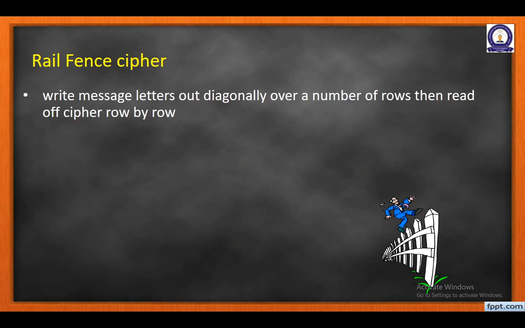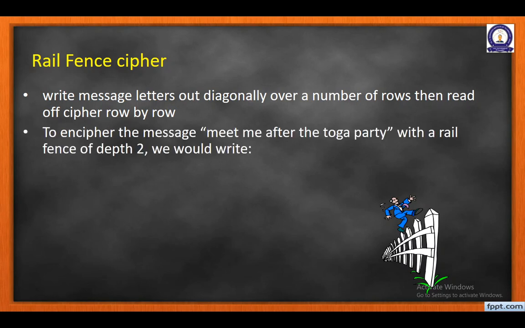So one such cipher is the rail fence cipher. What are we doing in this particular cipher? We write the message letters out diagonally over a number of rows, and then read the cipher row by row. Again we write the plain text letters in lowercase and the cipher text letters in capitals. To encipher the message, this is the message given to you: meet me after the toga party.